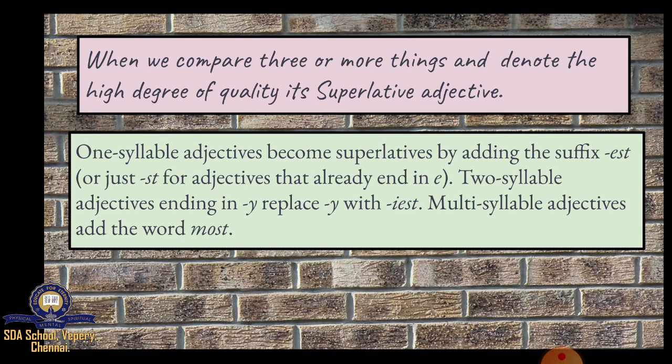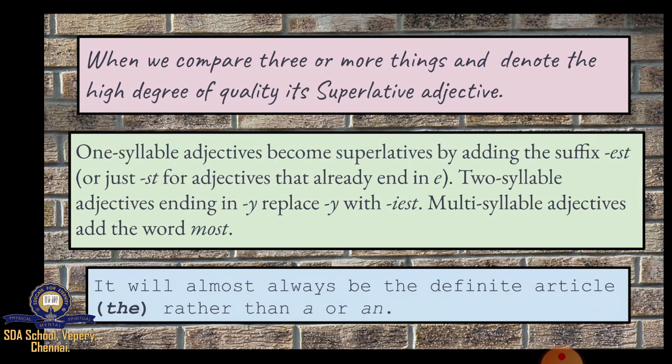When it's one syllable, you add the suffix est. And then when it's two syllables, you replace y with iest. And then when it's multi-syllable, you don't add more but you add most. So when it's one syllable, it's est, two syllable iest, and multi-syllable is most. And the other rule here is it will always be the definite article the. So we won't use a or an because it is the high degree. We will use the as a definite article.